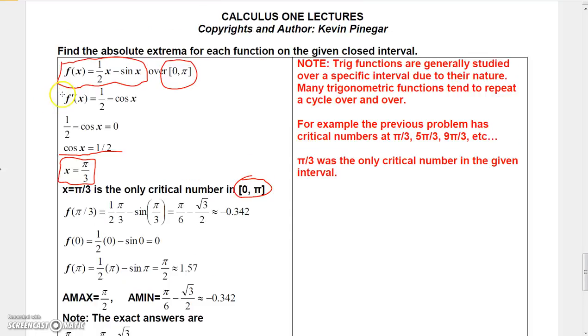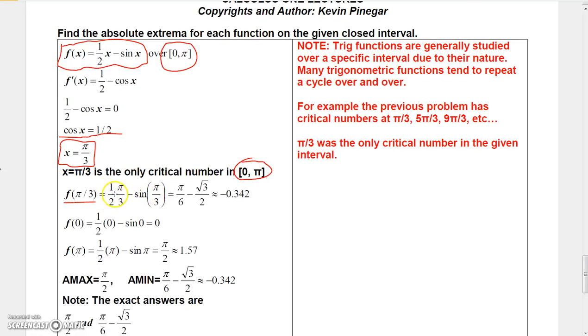Okay, so now let's evaluate this function at pi over 3. If I evaluate this function, I get 1/2 times pi over 3 minus sine of pi over 3. Well, 1/2 of pi over 3 is pi over 6. Sine of pi over 3 is square root of 3 over 2. So I went ahead and just plugged this into the calculator, figured out what pi over 6 minus square root of 3 over 2 is, and I got negative 0.342.